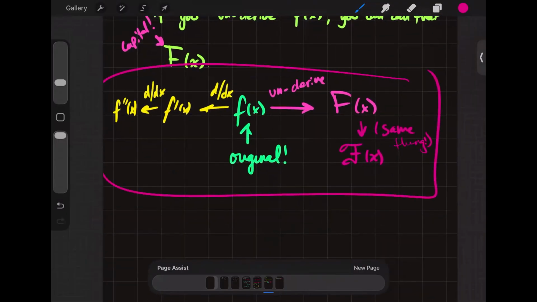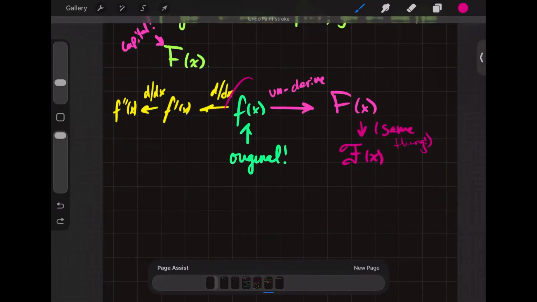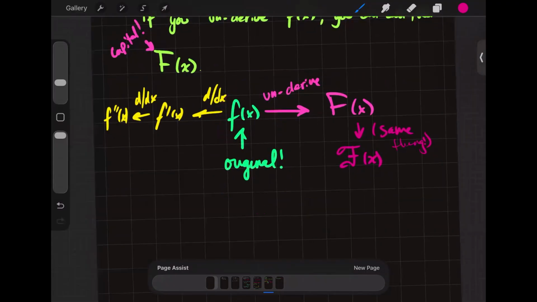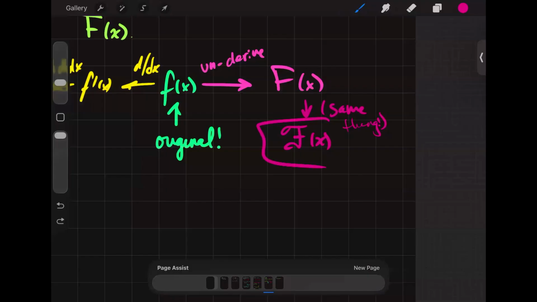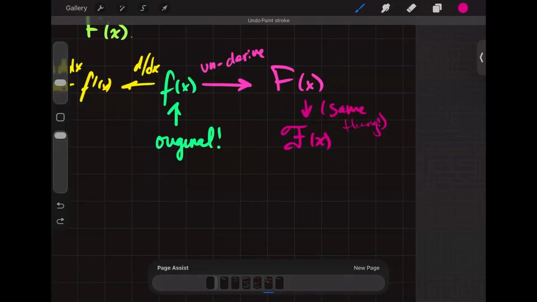And to remind you of notation, this is the relationship we have. This is your original function, and if you derive it, you go this way, you get f prime. You derive it again, you get f double prime, okay? And if you underderive it, you get big F of x. I write in cursive, so I'm more likely to write it like this, but these two are the same thing. This is just big F of x written in cursive.